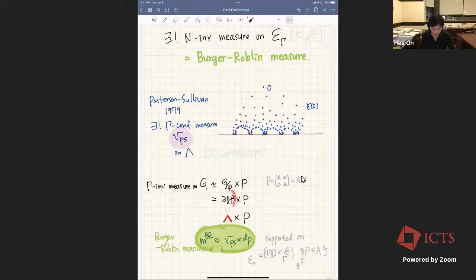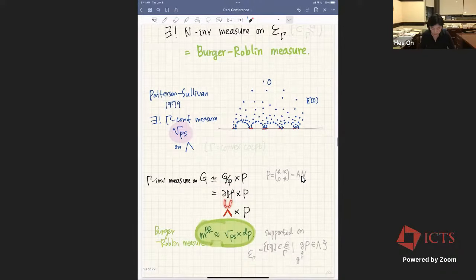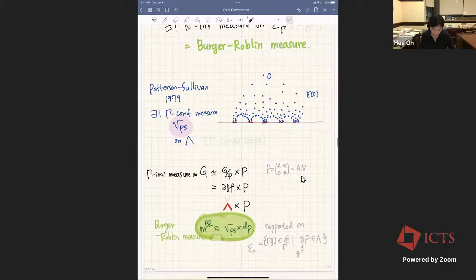Okay. And on the boundary of H2, we have this limit set lying inside the boundary of H2. So I can think of this limit set times P as a subset of G. And then on this limit set, I have this gamma conformal measure, which is this Patterson-Sullivan measure. And then we just take a product with the Lebesgue measure on P. And the Burger-Roblin measure is the unique gamma invariant measure, which is equivalent to this product measure, the gamma conformal measure times the Lebesgue measure on P.